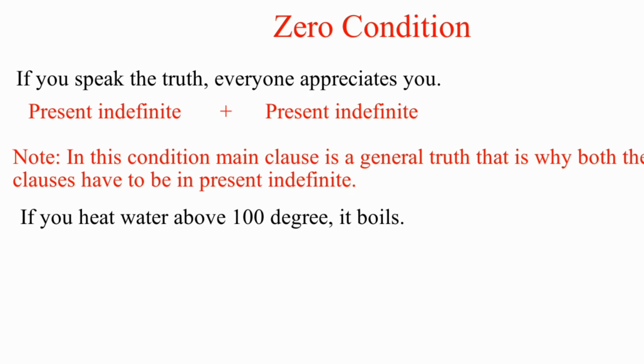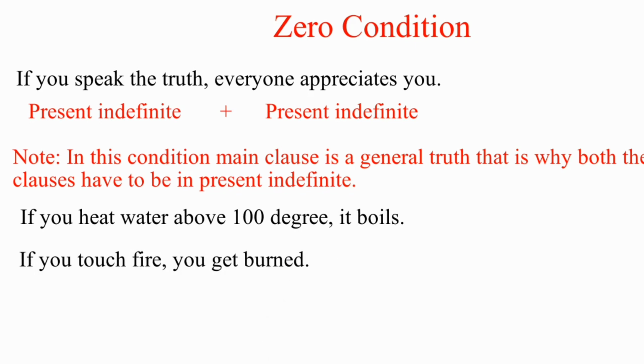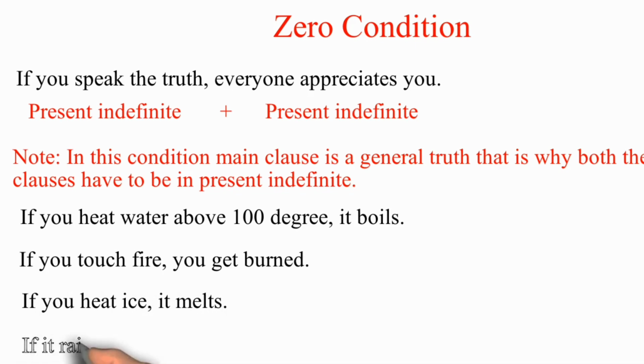Like, if you heat water above 100 degrees, it boils. It's a general truth, it's a fact. If you touch fire, you get burned. If you heat ice, it melts. If it rains, roads get wet. You can see the main clause is a general truth. In zero condition, both the clauses are in present indefinite tense.